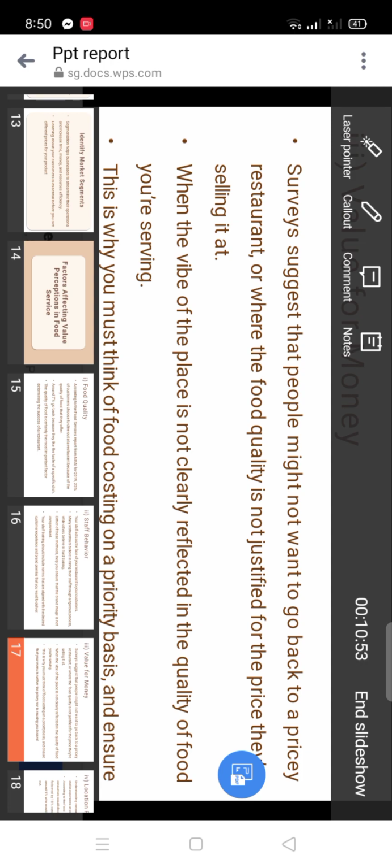Value for money. Surveys suggest that people might not want to go back to a pricey restaurant or one where the food quality is not justified for the price they are selling it at. It's not about how expensive the place is. It's only a problem when the vibe of the place is not clearly reflected in the quality of food you're serving. This is why you must think of food costing on a priority basis and ensure that your menu is neither too pricey nor too cheap.